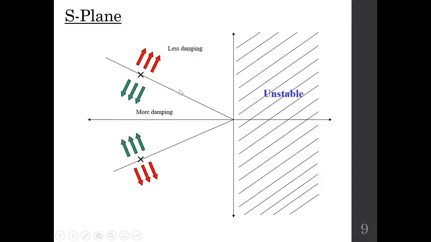This is another graphical representation of what we mean by damping. Say for example, this is your S-plane, this is your unstable region. This is a negative real axis and this is your positive and negative imaginary axis. Now, if you start moving towards the imaginary axis, whether positive or negative, you will have less damping in your system. And if you start moving towards the negative real axis, you will have more and more damping in your system.